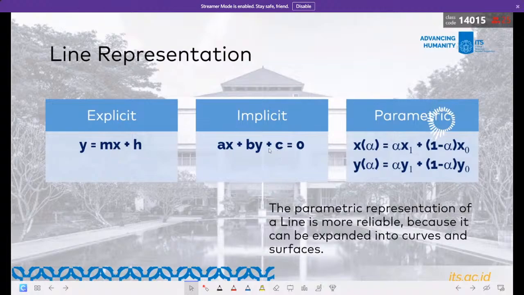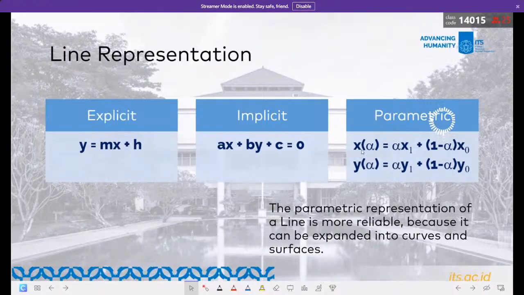But for computer graphics, the most useful, the most helpful representation would be parametric. Even though it looks more complex, because to represent, for example, in 2 dimensions, you need to specify these 2 lines, all of them. So you cannot have just one line representation, like the explicit or the implicit one.